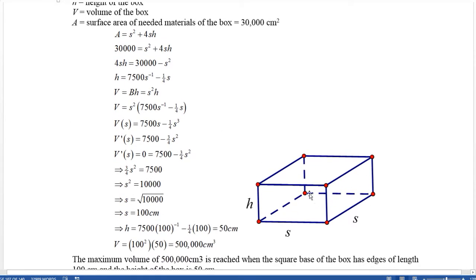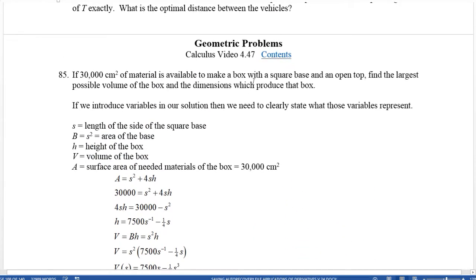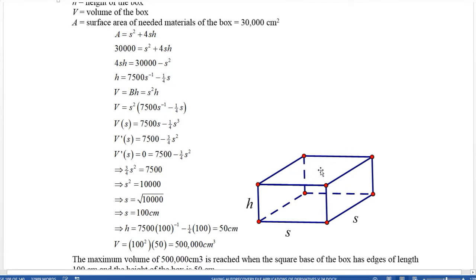If you think about the way the box looks, it may be useful to draw a picture. We have a square base, we have a height, and this box is an open top, so there is nothing at the top, but we have material around the four sides and the bottom. Each of these four sides has height H and base S, so it's H times S, and we have four of those. So it's 4SH for that area, and the area of the base is S squared. Add those together and we get the total area, which is 30,000 square centimeters.